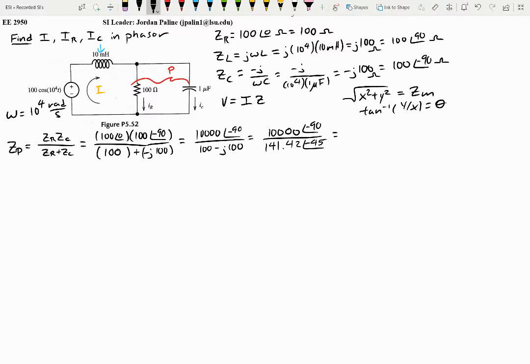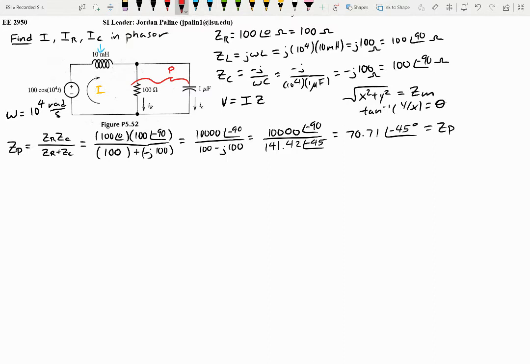Continuing on, if we divide those out using our known methods, we'll get 70.71. We'll subtract our angles, so negative 90 minus negative 45 should be plus 45, so negative 45 degrees. So this is Z parallel for us.